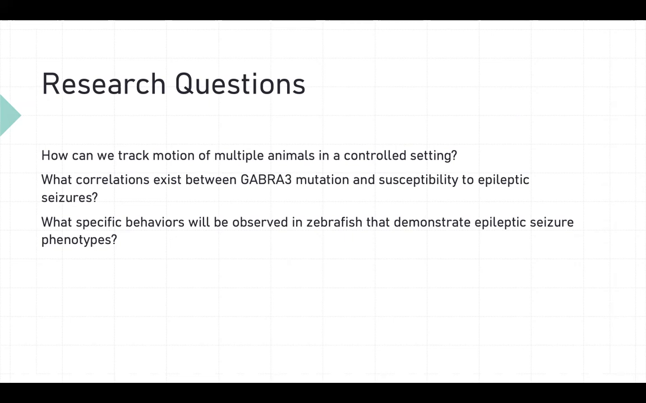And the last question that I was focusing on is, what specific behaviors will be observed in zebrafish that demonstrate epileptic seizure phenotypes? There are a number of characteristic behaviors that would indicate mutant phenotypes, such as sudden changes in direction, writhing of the fish, and C bends, which are when the fish's body contorts into the shape of a C, and an example picture is shown at the bottom of the slide.